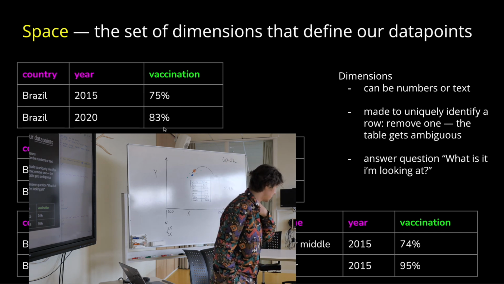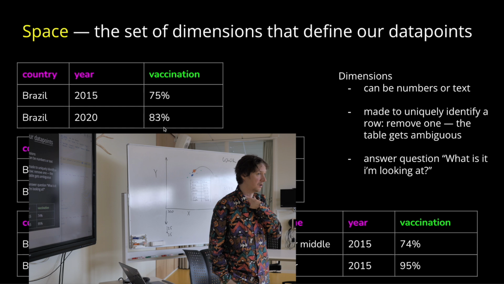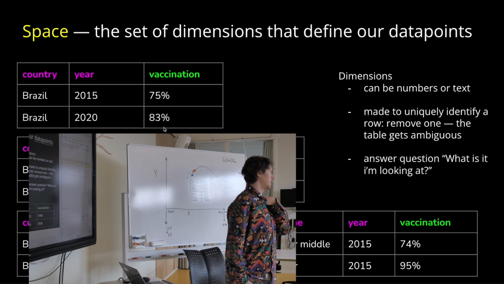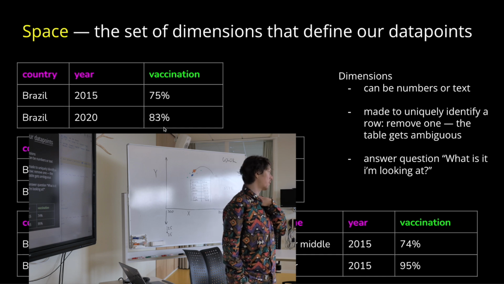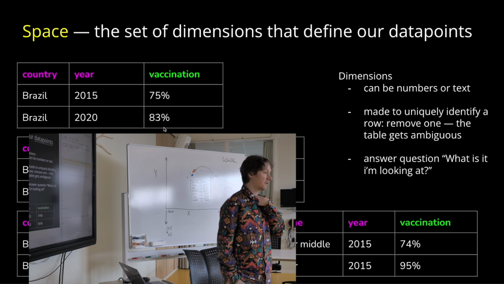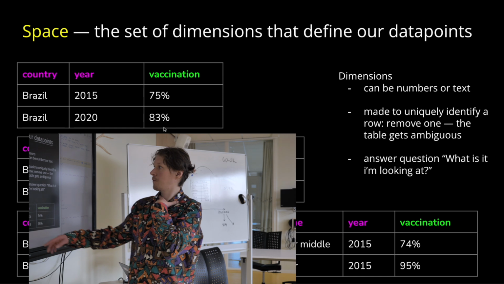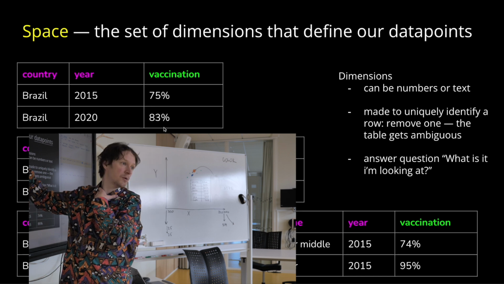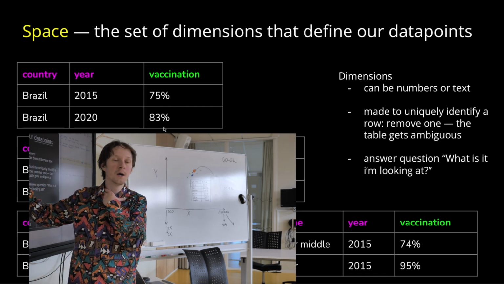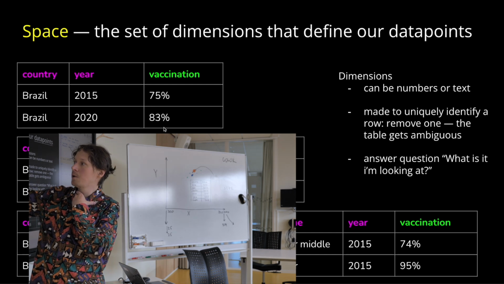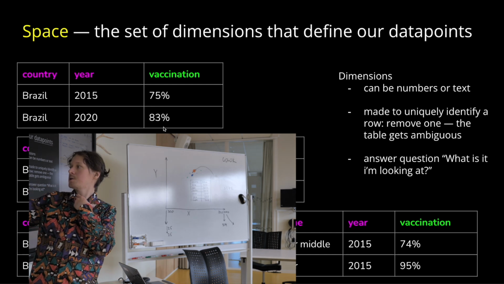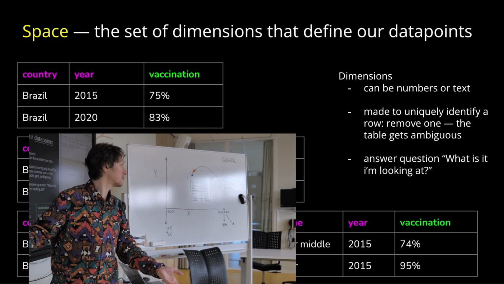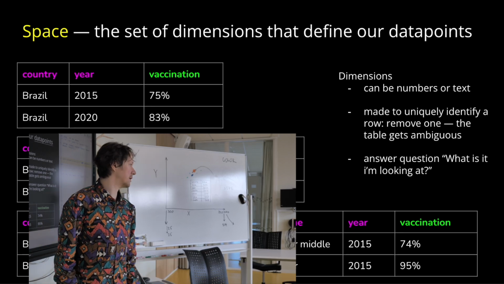One test that you can do to tell if a column in your data table is a dimension or a measure is you try to remove it. If you do remove it and the table still works, then you've removed the measure. It was a dependent column. We remove the vaccination, we have country, year, the table still works, it's useless now, but it still works. And imagine we have multiple measures in the data table, then it will still work fine. However, if we remove the year, then the table would show Brazil 75%, Brazil 83%. Oh no, now we cannot identify the rows anymore. We have an ambiguous data table. Yeah, so that's how we know we removed a dimension from it.